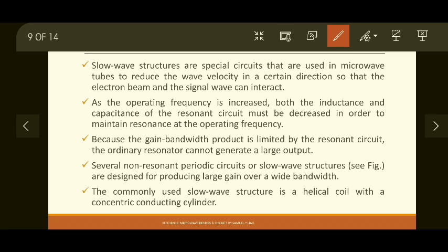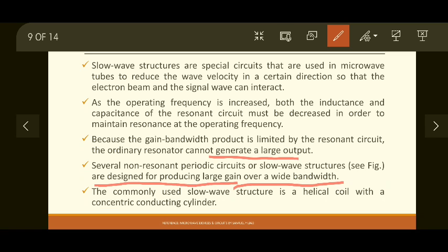Now the gain bandwidth product, we know that it is a constant and it is limited by this resonant circuit. So if we change the inductance and capacitance, our gain bandwidth product will get affected. Because of that, large output power is not possible when using a resonator in order to reduce the speed of a wave. So resonators are replaced by different structures. Several non-resonant circuits, now called slow wave structures, are designed for this reason, to produce a large gain over a wide bandwidth.